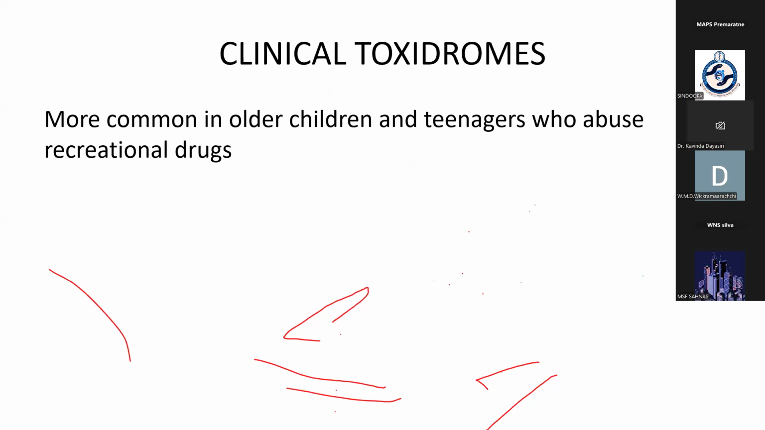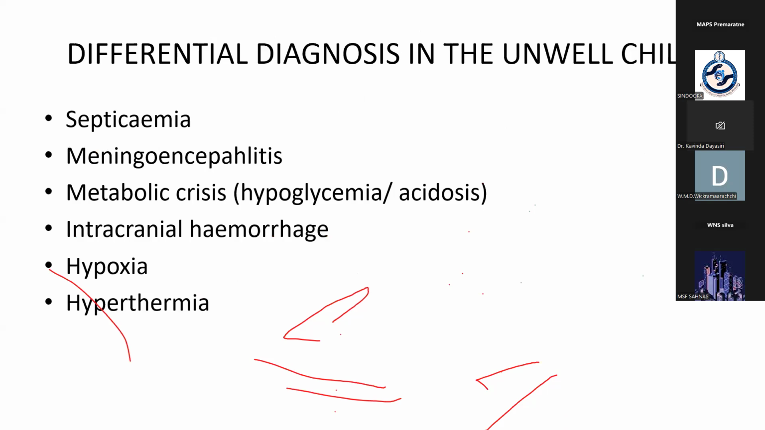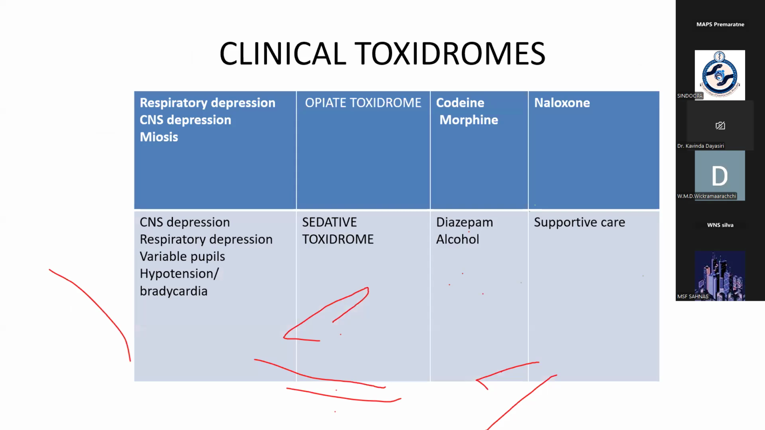So this is the last bit of my presentation. I'll touch superficially on what these toxidromes are, because that is helpful in narrowing down very complicated poisoning presentations to a very simplified differential diagnosis. However, in doing so, we also have to think of other medical causes. For example, a child with drowsiness can be due to meningoencephalitis, or a metabolic crisis, or an intracranial hemorrhage or septicemia, severe infection. So we have to be mindful of these possibilities as well while thinking of toxidromes.